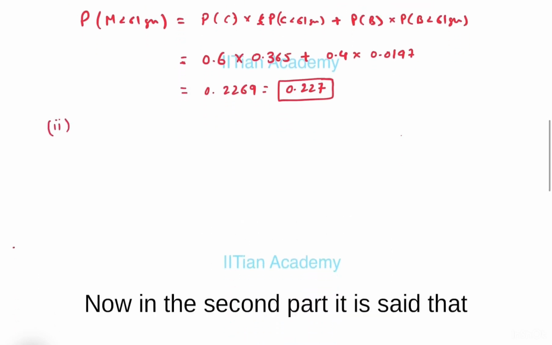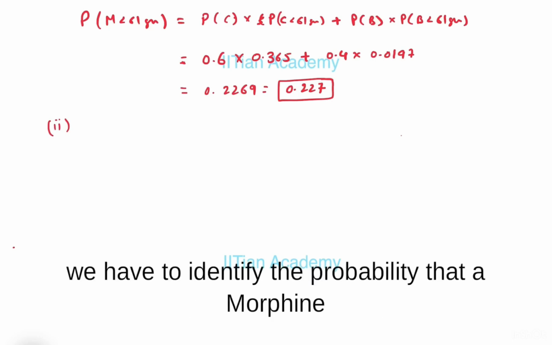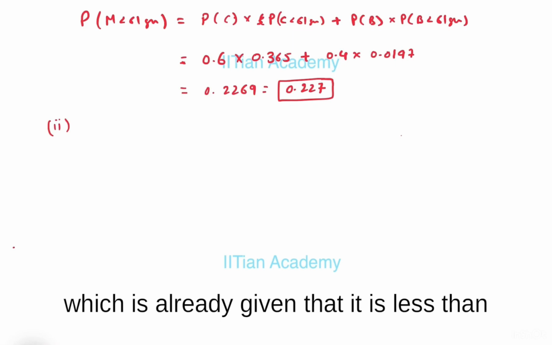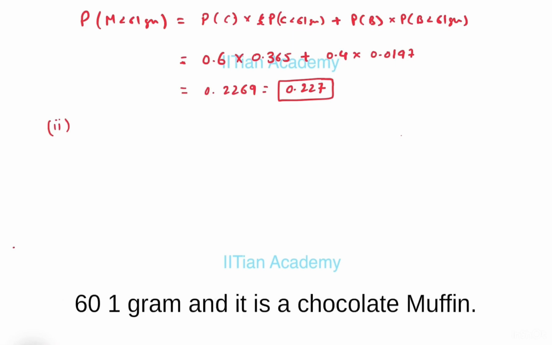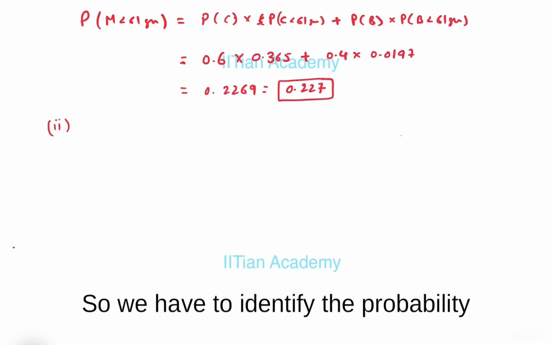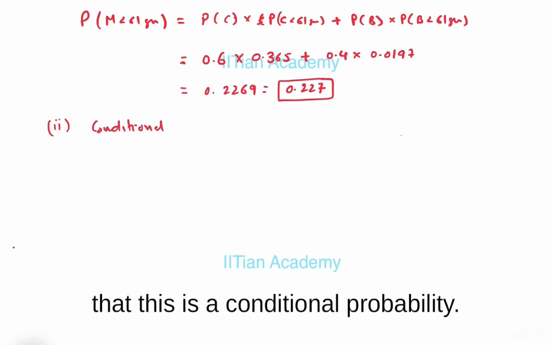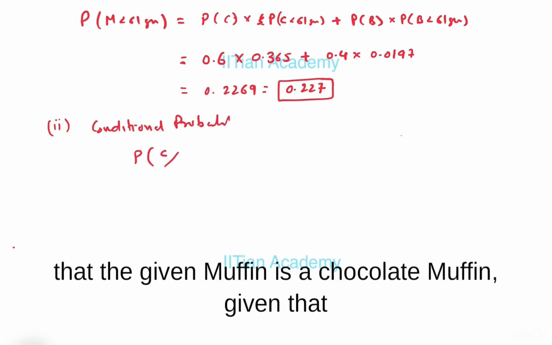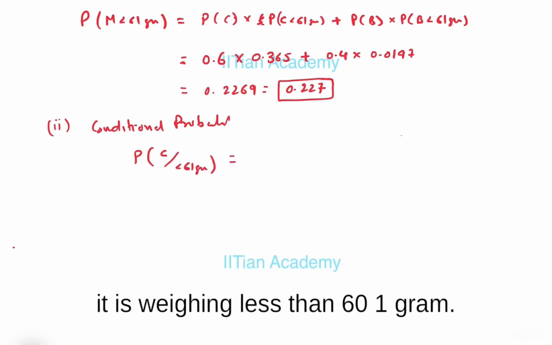Now in the second part, it is said that we have to identify the probability that a muffin, which is already given that it is less than 61 gram, is a chocolate muffin. So this is a conditional probability question. We have to identify that the given muffin is a chocolate muffin given that it is weighing less than 61 gram.